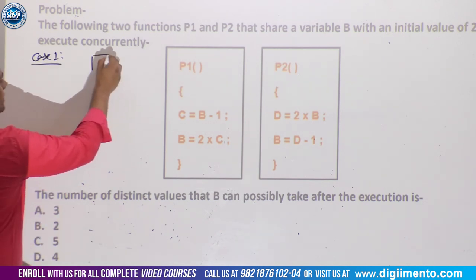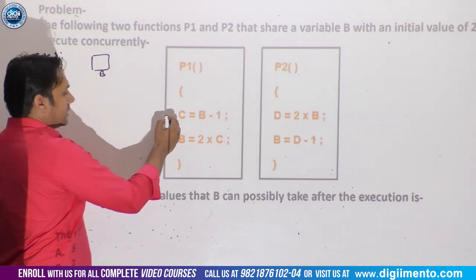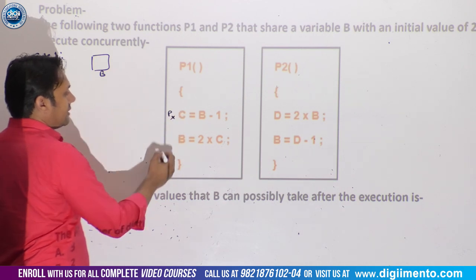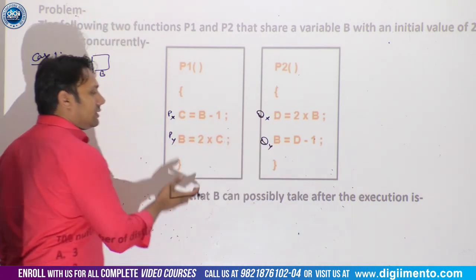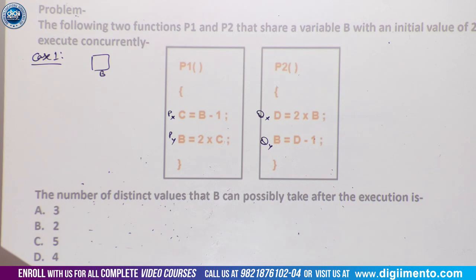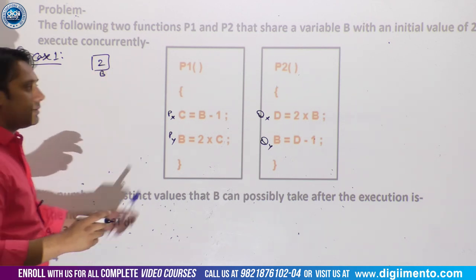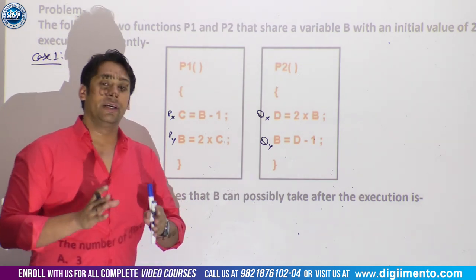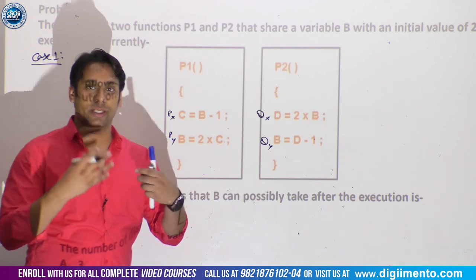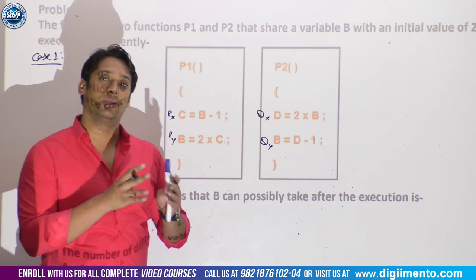Look, this is your variable B, and let us number the statements. This is statement PX, this is PY, this is statement QX, and this is statement QY. This is just to identify between these statements. The initial value of B is 2. Both of these programs are trying to execute simultaneously. Just like in Java you have threads, and multiple threads can try to execute at the same time, in the same way we are trying to execute both of these processes at the same time.